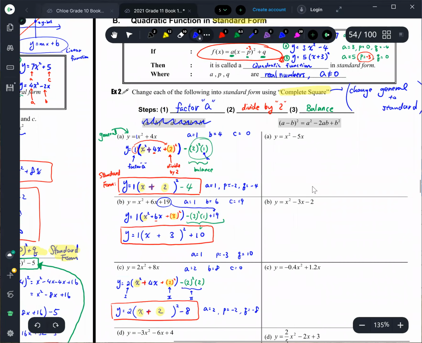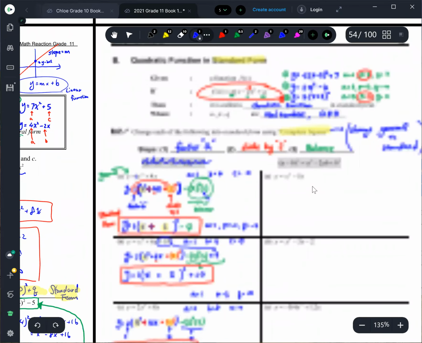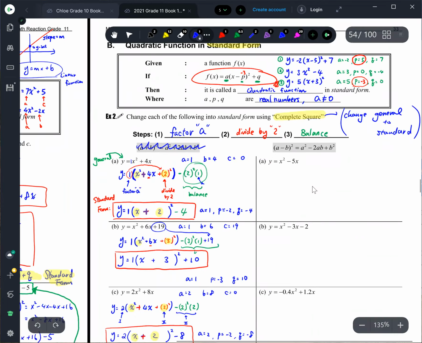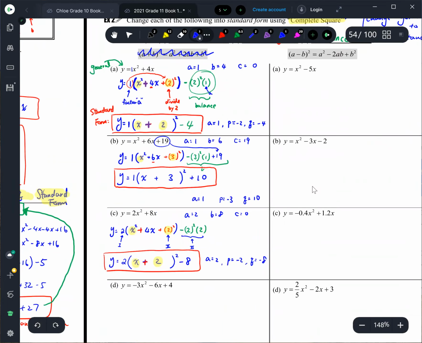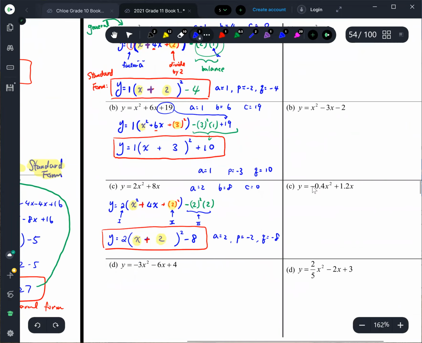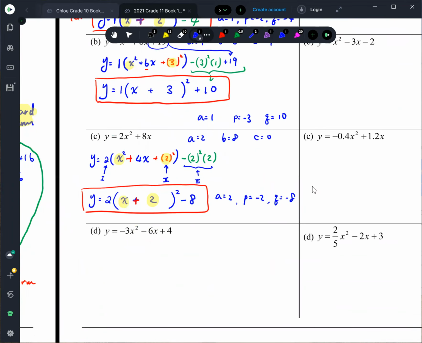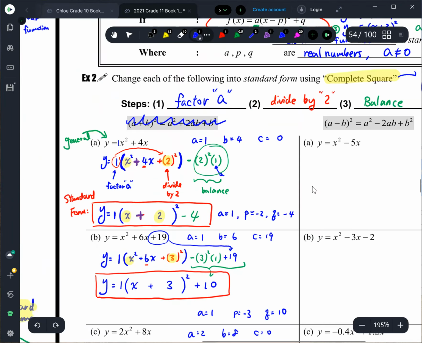All right, so last time we mentioned how to change from general form to standard form, right? So we only try the one that has positive. The one with the minus is on the right hand side, okay? But basically the same, it just changes the sign a little bit. We have one last one down here, question D. The 3 steps are factor A, and then divide by 2, and then balance.